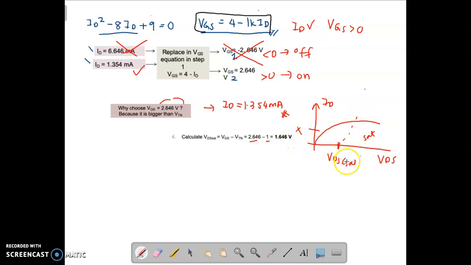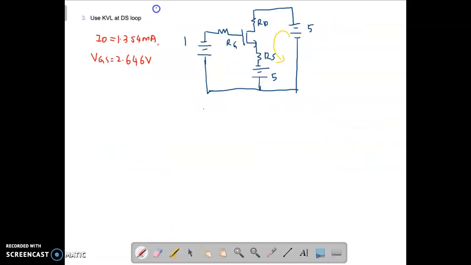Now after you got the value of VDS set, you need the value of your VDS. In order to do that, you need the KVL loop at your DS loop at the output. Why? You need to find the value of your VDS. Where is your VDS? It's over here, plus minus. You need the KVL at the DS loop. So starting from here, it becomes minus 5 plus, the current flowing through RD is ID, plus VDS plus RS ID, minus 5 equal to 0.